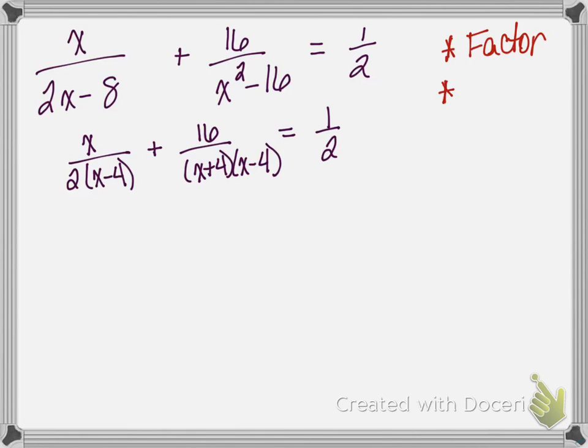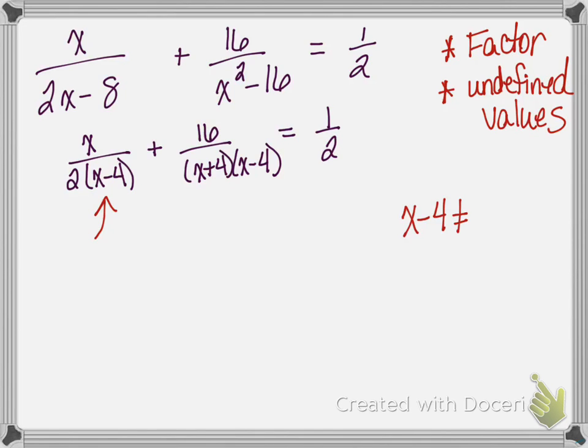The next thing I want you to do is find the undefined values. So here, I have x minus 4 in my denominator. So x minus 4 can't be 0. So what can x not be? 4. Okay, so one of my undefined values is that x cannot be 4.